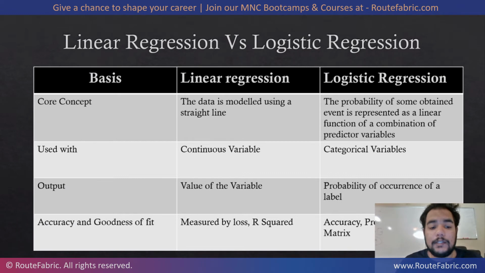To decide the accuracy and the goodness of fit of a linear regression, we use the loss function or the R squared, whereas in a logistic regression, we use the accuracy, precision, confusion matrix, and F1 score.